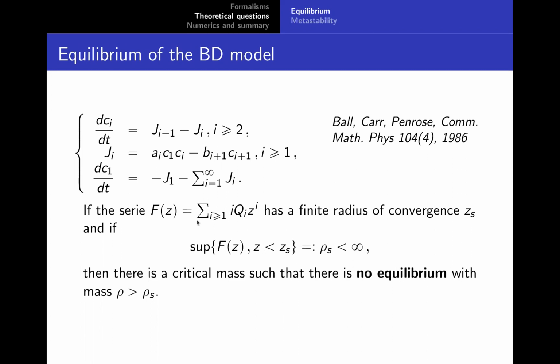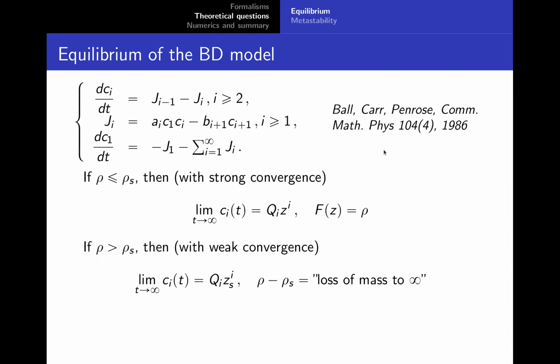So we stick to this case. We assume we have A and B coefficients such that we have a finite value, and we look for critical mass. We look for initial conditions that are above the critical mass. And the theorem, so again, back to the 86, is the following. If you start with sub-critical mass, so we start with an initial condition where the sum of i c_i, the mass, is lower or equal, sorry, to the critical one.